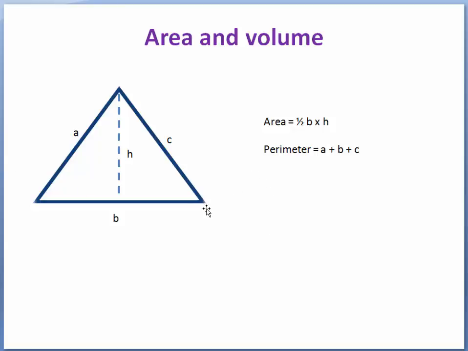The perimeter is given by these lengths added together, so the 3 lengths A, B, C added together gives us the perimeter.